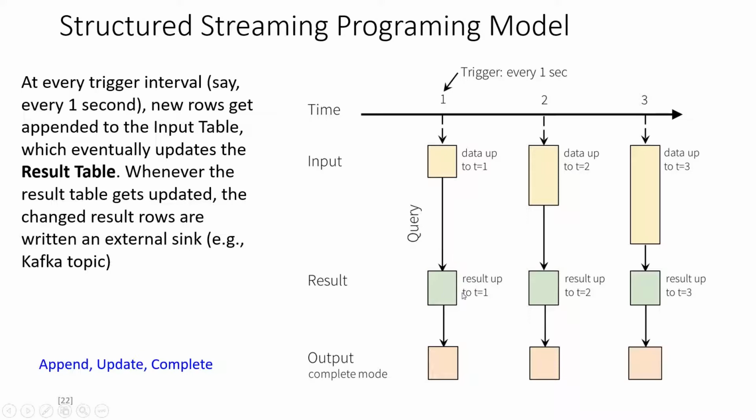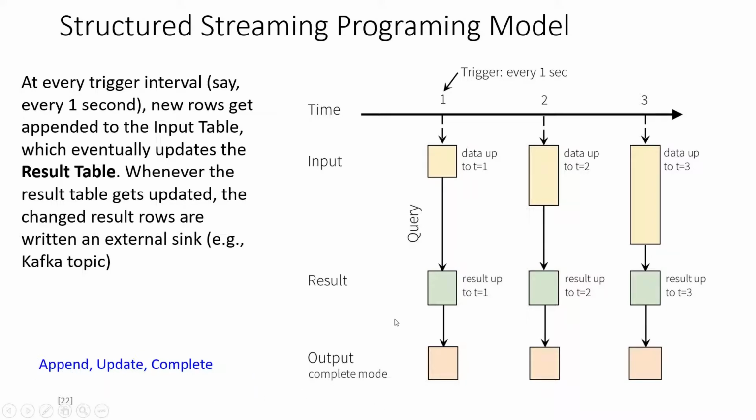Whenever there's an update to the result compared with the previous table, Spark writes those updates to the output sink. This sink can be, for example, Kafka, file system, BigQuery. Again, this input can be Kafka, file system, BigQuery, and so on. The result is kept in memory. There are different types of output mode: complete, update, and append.